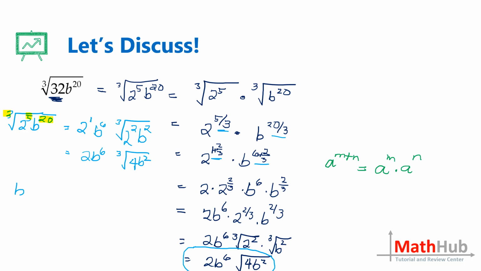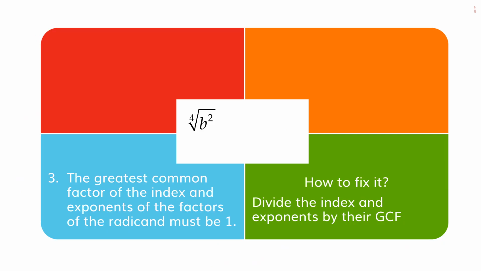Okay? So again, let me just write down what happened there. Whenever you have b raised to m and then nth root, wherein your exponent is bigger than your index, all you have to do is divide. So you will get b raised to the quotient and then index, and then the remainder remains inside your radical sign. Okay, next. The greatest common factor of the index and the exponents of the factors of the radicand must be 1. Let me just illustrate that.